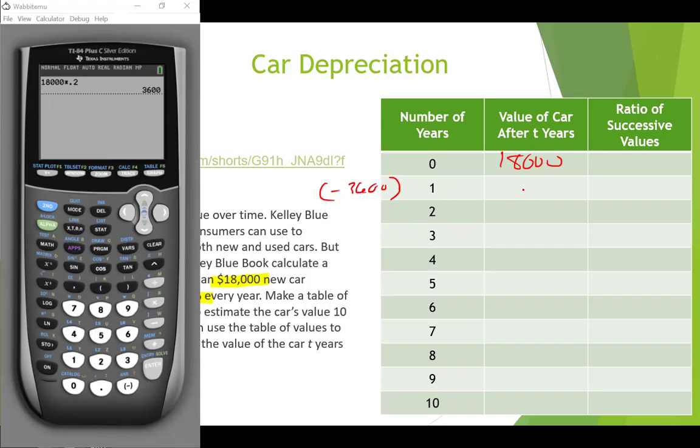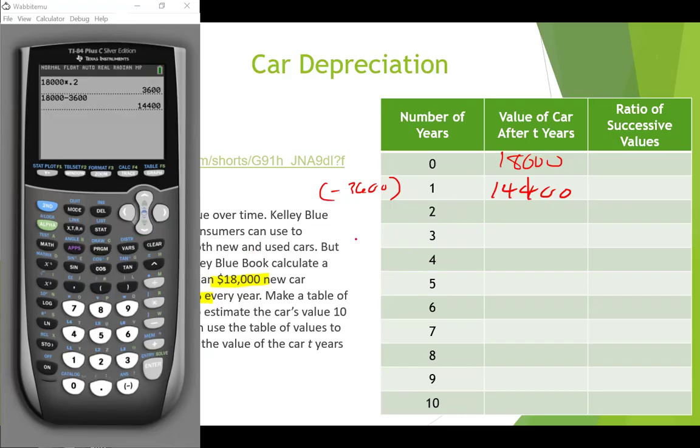Which means that at the end of that year, it was worth how much? Well, that would be 18,000 minus 3,600. So that's the value after year one. So after year one, it was 14,400. Agreed? Okay. I saw a lot of y'all had that part down.